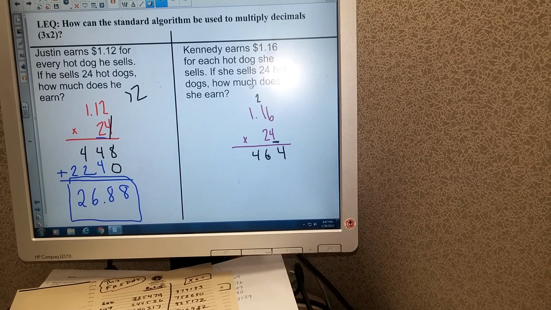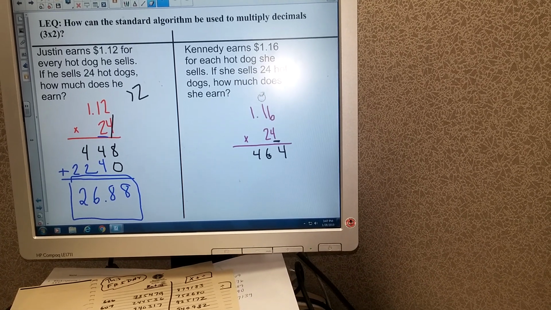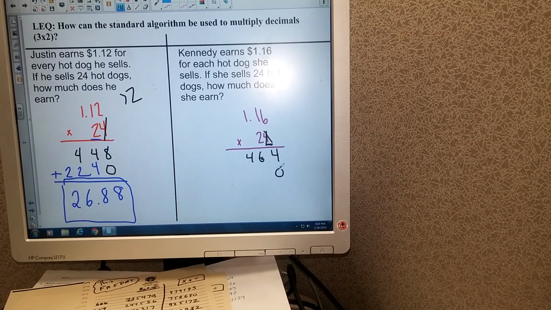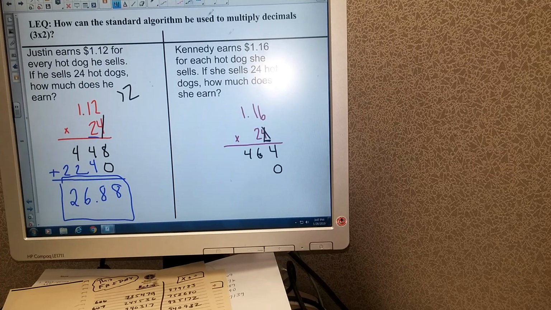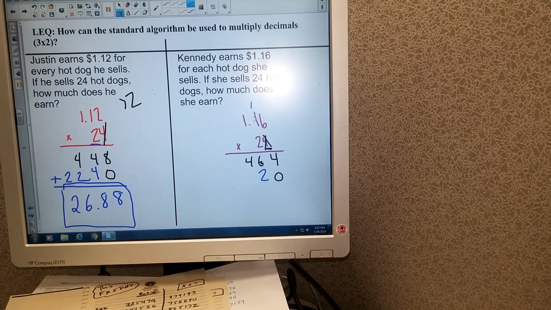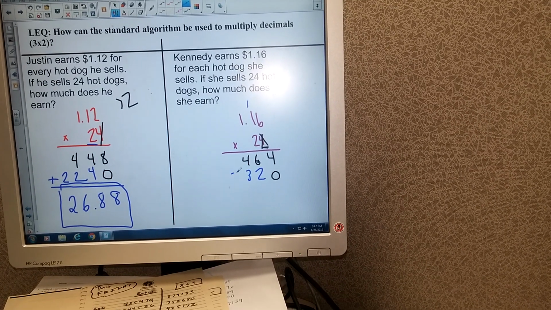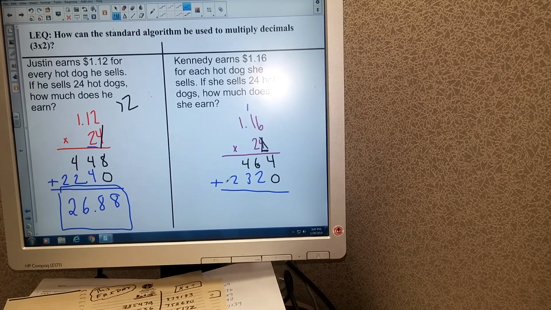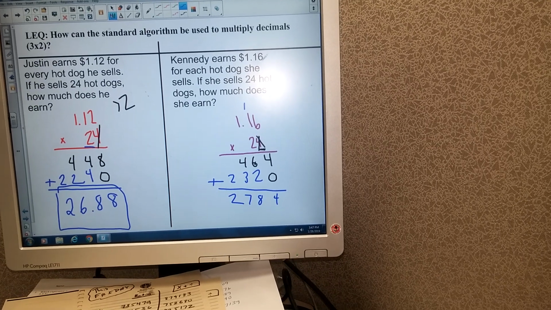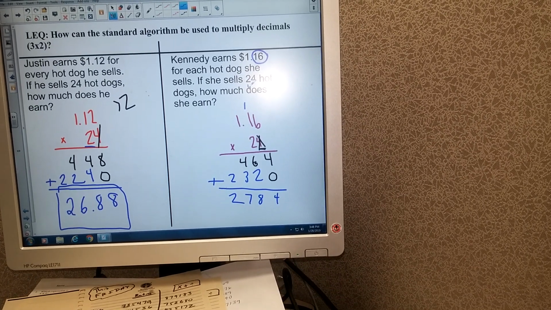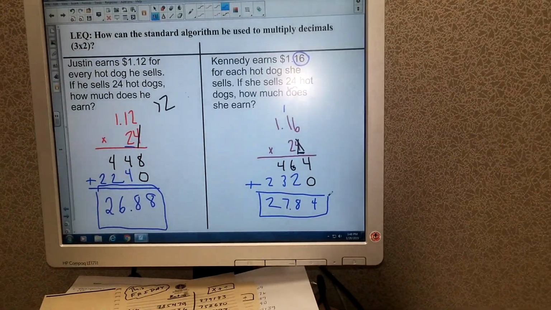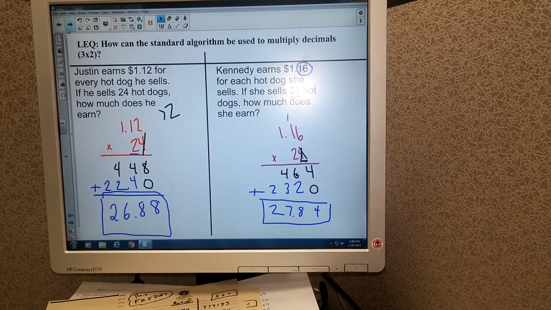Now what I'm going to do is erase what I carried. I'm going to cross out the place value I just took care of, and I'm going to put my 0 there to hold the spot. Now I'm going to multiply the next place value. 2 times 6 is 12. Write the 2, carry the 1. 2 times 1 is 2, plus 1 is 3, and 2 times 1 is 2. Now I'll just add my partial products. 4, 8, 7, 2. I go back to my original problem. I have 2 digits after the decimal place, nothing here. I move in 2 places, $27.84. Take a minute to copy this down if you need to.